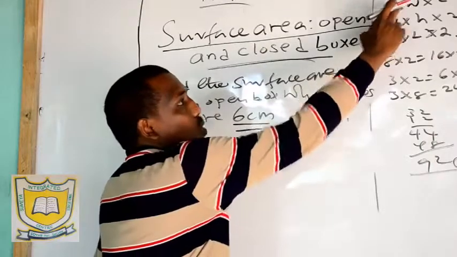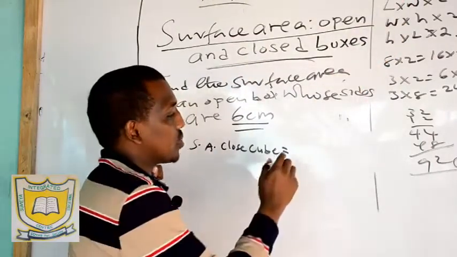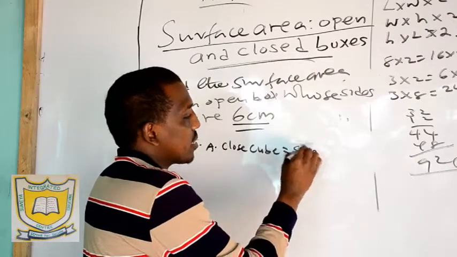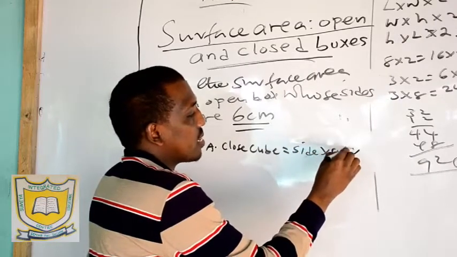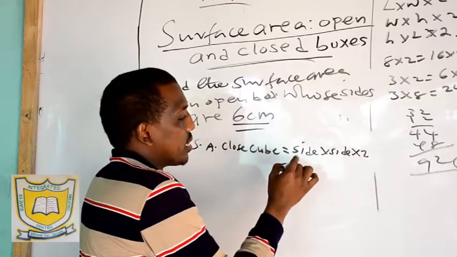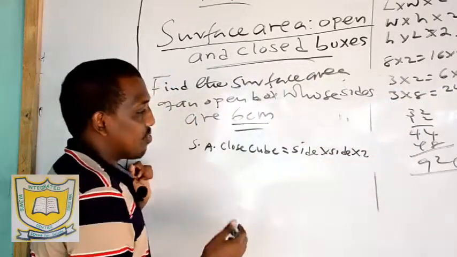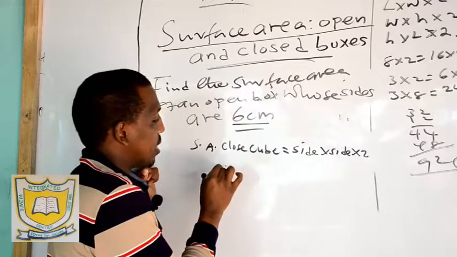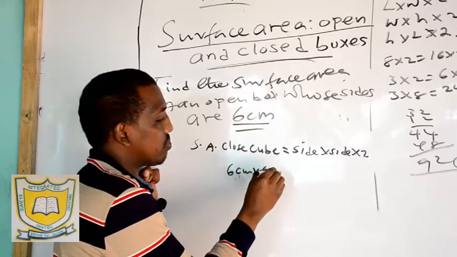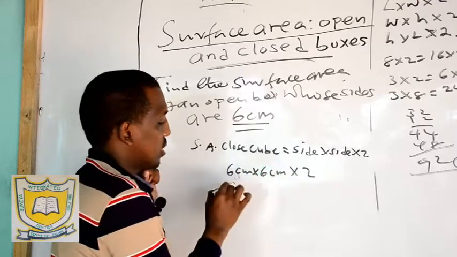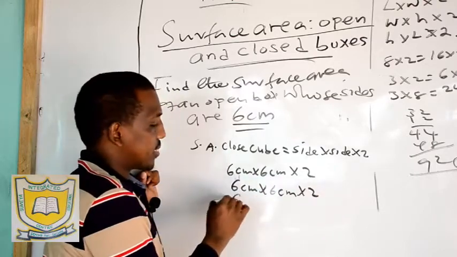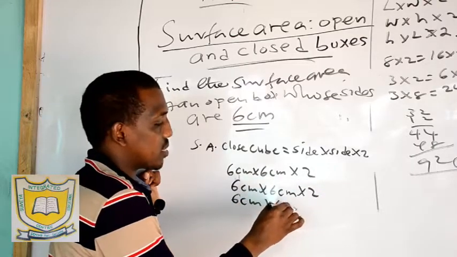But remember this one, all sides are same. So we say side times side times 2. Then the other side now. So every side we multiply by itself. So we say 6 centimeter times 6 centimeter times 2.